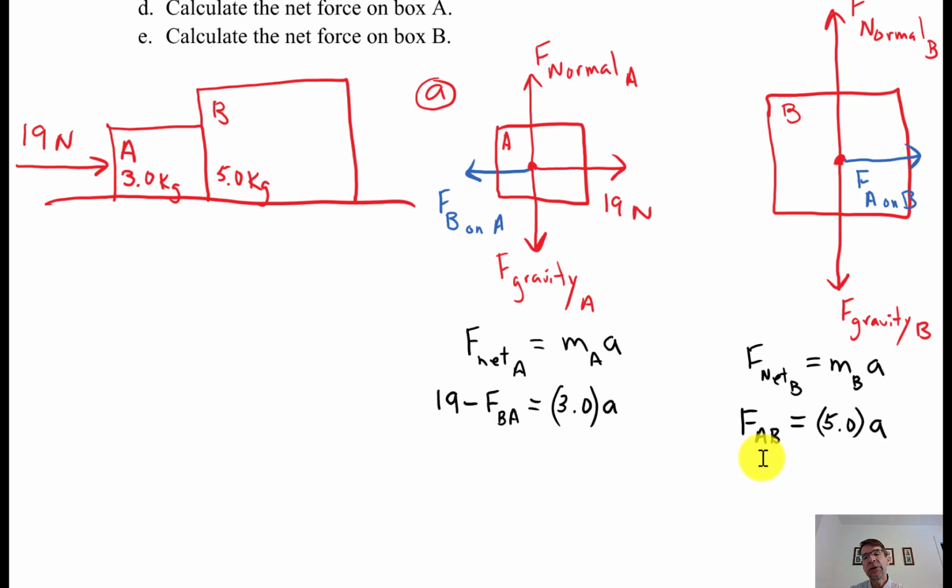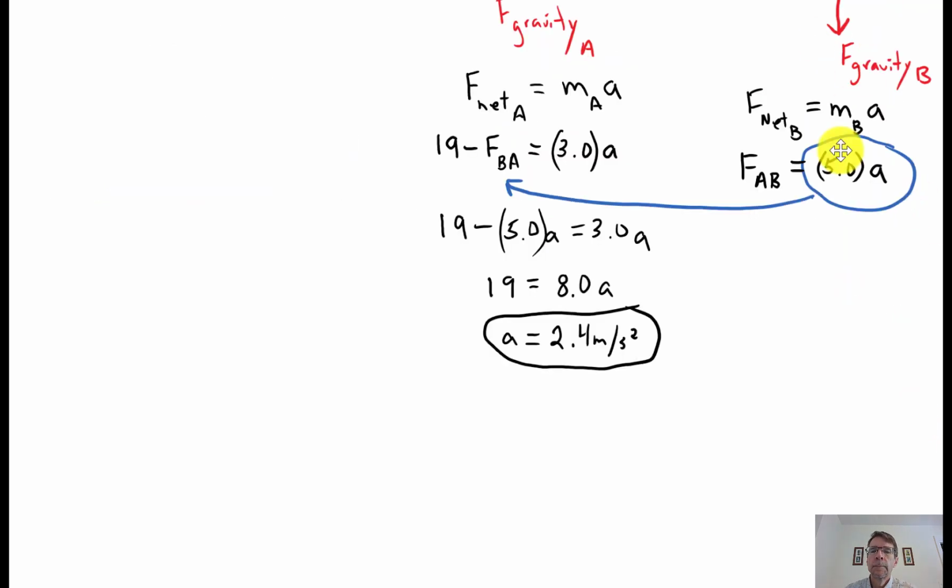There's only one force causing box B to accelerate. That's the force of A pushing on it. So once again, because of Newton's third law, F sub AB and F sub BA are the same force, so I can substitute one for the other. That's what I'm going to do here. I've taken this F sub AB, which is 5.0a, and substituted it in over here because it's the same force. According to Newton's third law, F sub BA and F sub AB are the same numerical value. So this is minus the 5.0a that I just plugged in.